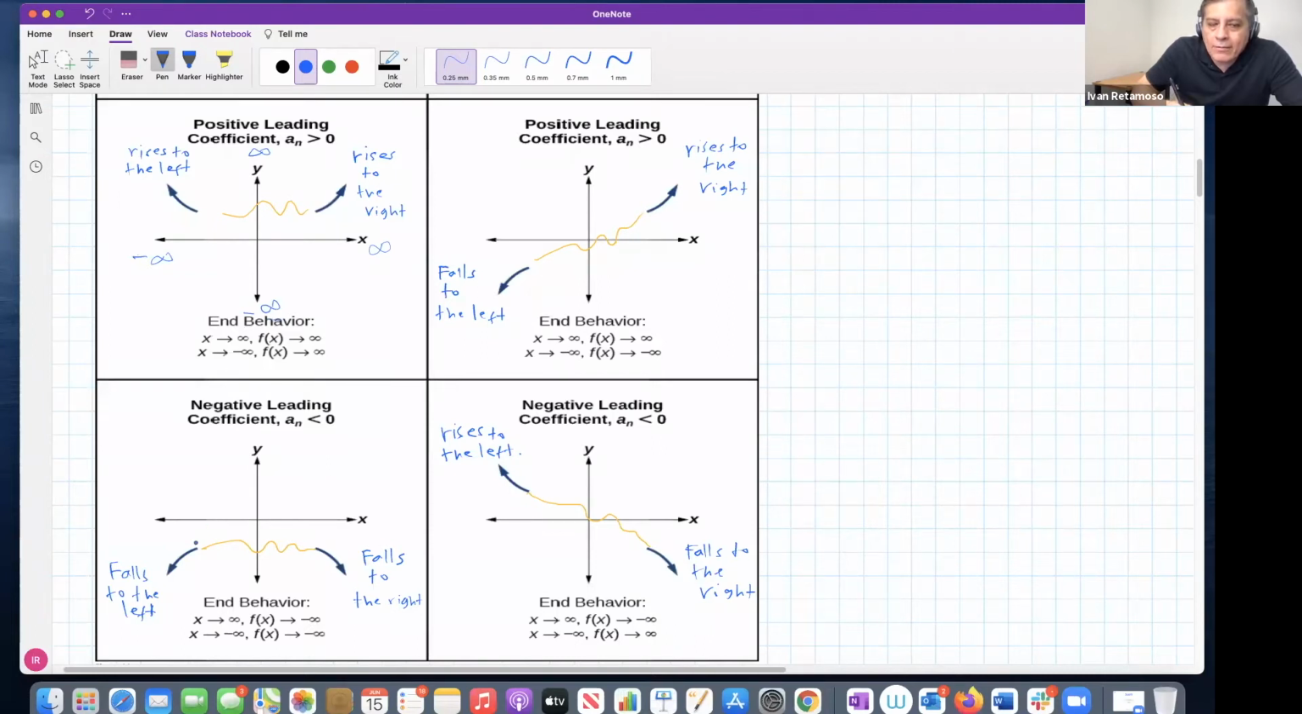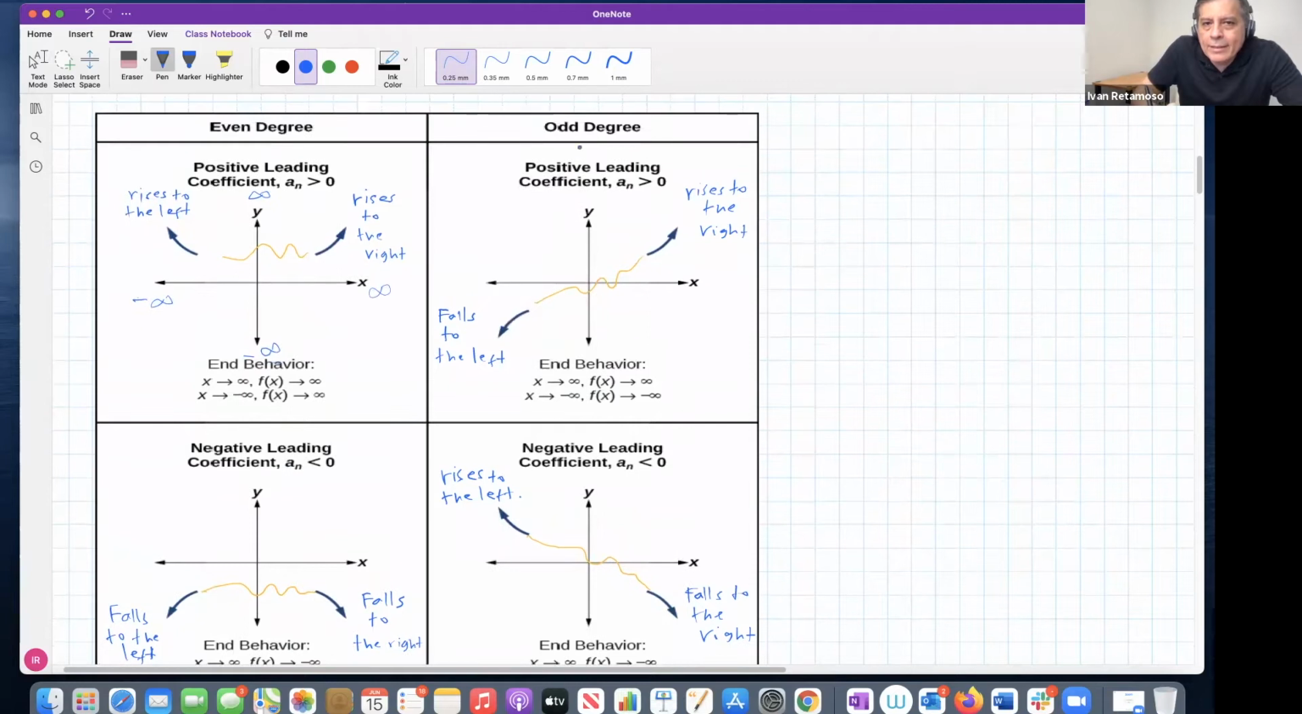For big enough absolute values of X, I would say, because this grows negatively, this will happen. It will fall to the left, it will fall to the right eventually. And this idea of eventually, you have to kind of understand it because later on it will be used in calculus.